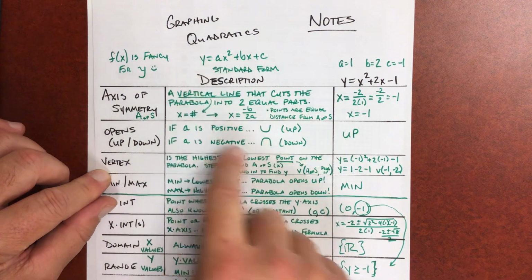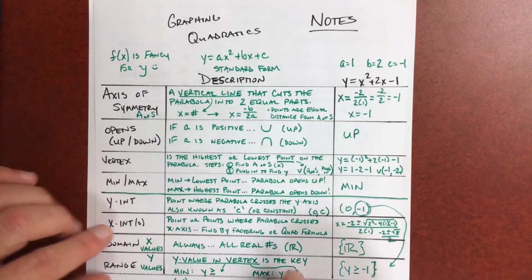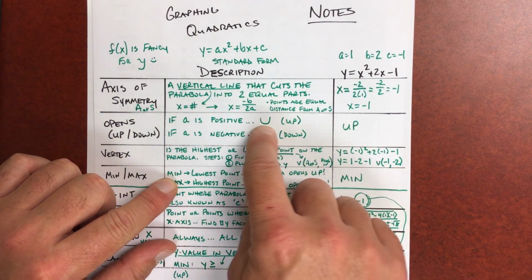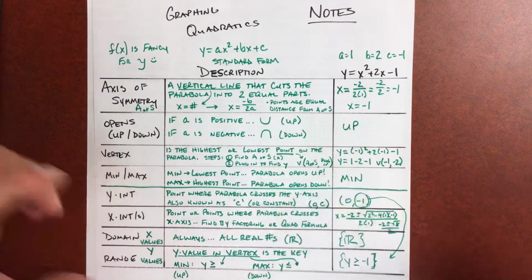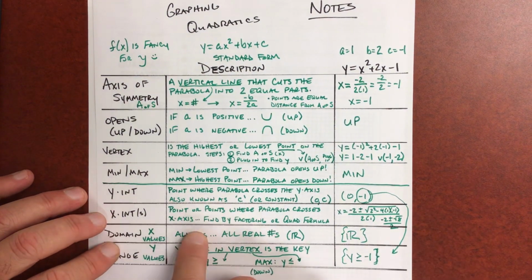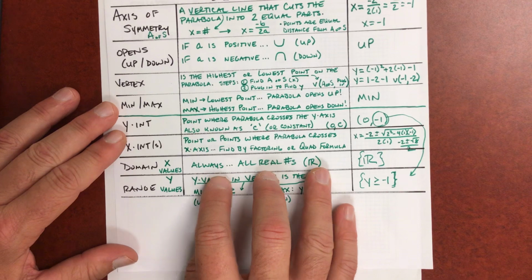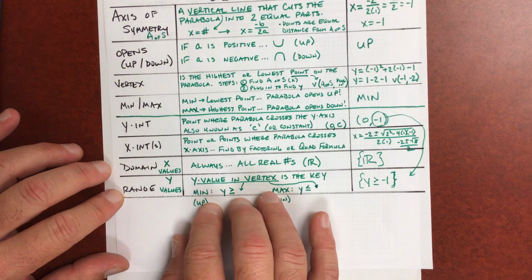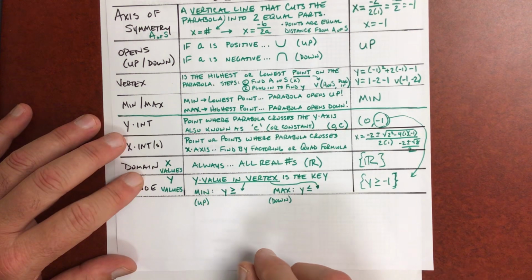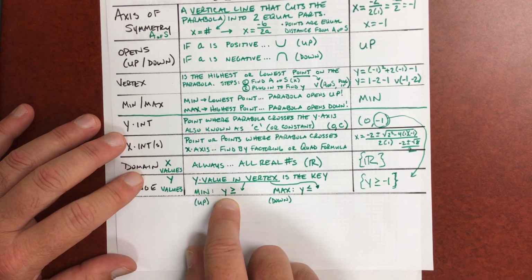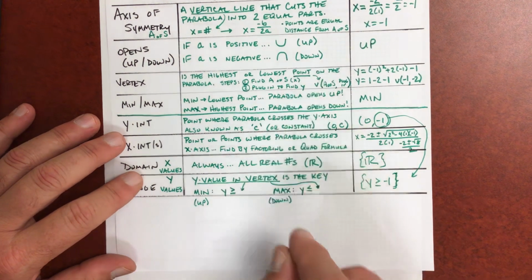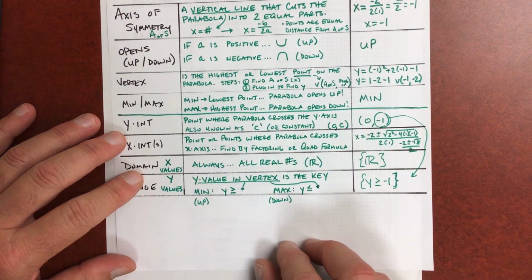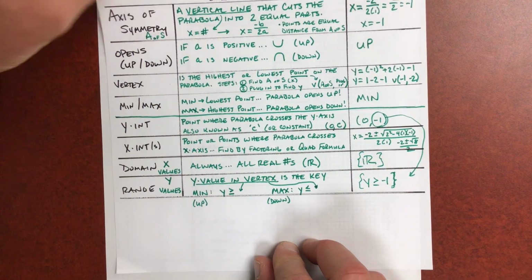We check a to see if it opens up or down, right? If it opens up, we have a minimum. There's a bottom to it. If it opens down, we have a maximum. That's something we need to talk about. And then domain, this is the other thing we're going to talk about today: domain is always going to be real numbers, and the range is going to be the y value in the vertex. So if it's a minimum, we're going to say that y is greater than that y value, right? If it's a maximum, since it's opening down, we're going to say that y is less than that, all right? So these are little things that we're going to need.